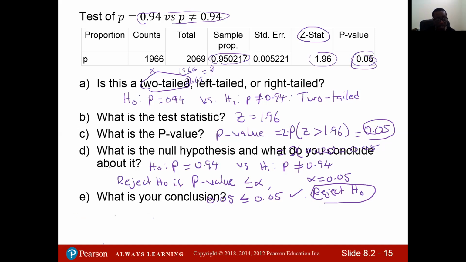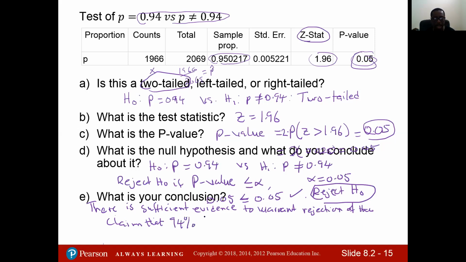Now, what is your conclusion based on this? Our conclusion we have to write in the context of the problem. Since we rejected the null hypothesis, we say that there is sufficient evidence to warrant rejection of the claim that 94%, according to the question, 94% of adults own cell phones.